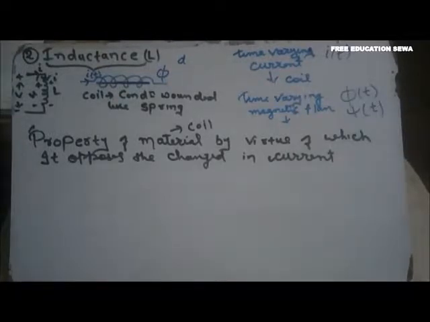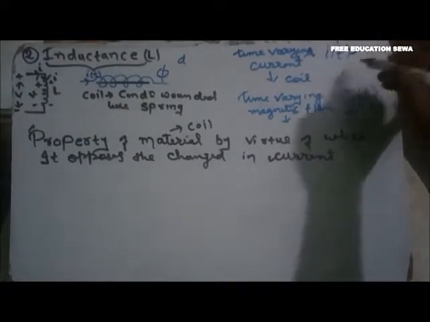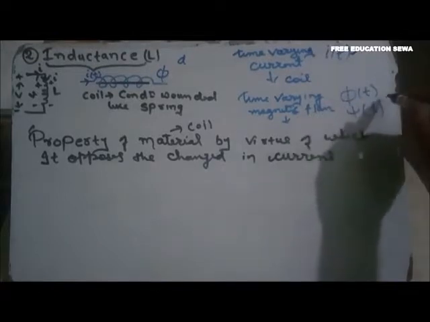Now let us assume that we take an inductor having inductance L. The current flowing through the inductor is small i, and the voltage across the inductor is small v. Now by Faraday's first law of electromagnetism, when a time varying current flows through the coil, a time varying magnetic field or flux is produced. That means if a time varying current is passed through the inductor, then a time varying magnetic flux will be generated.